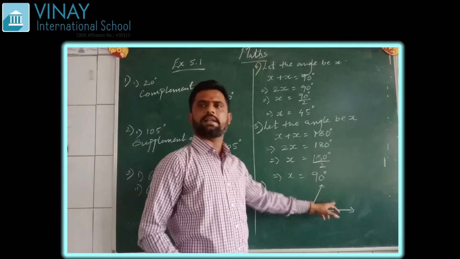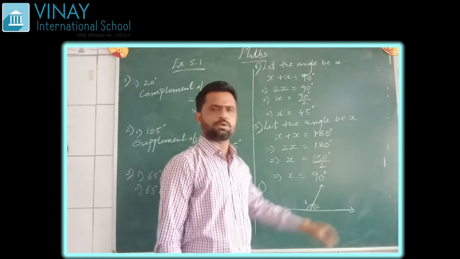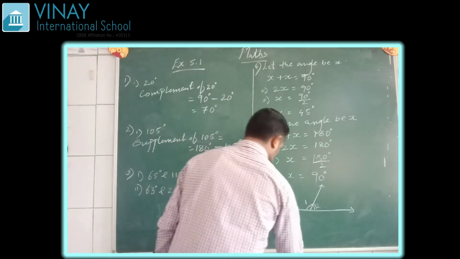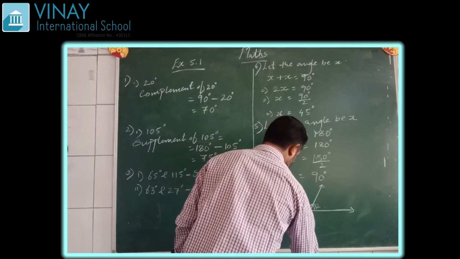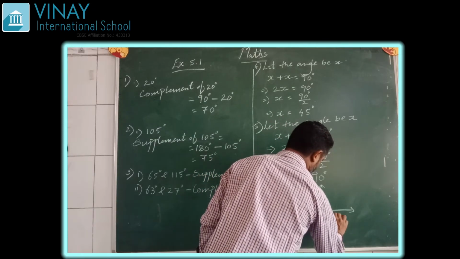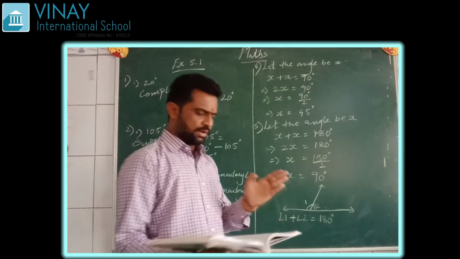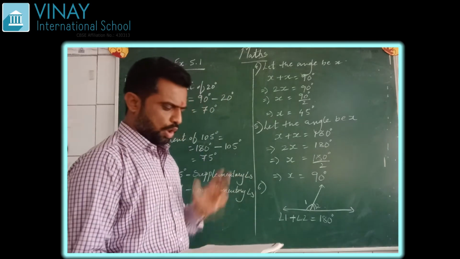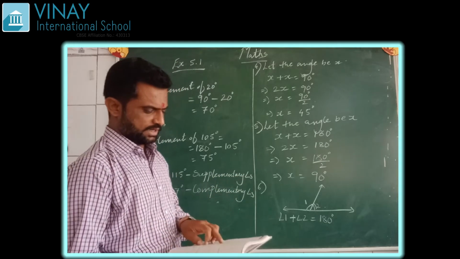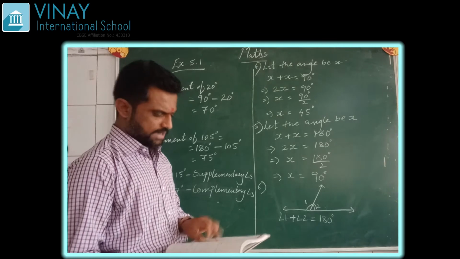Given that they are supplementary angles, it means angle 1 plus angle 2 is equal to 180 degrees. Now we have to see that if angle 1 is decreased, what change would take place in angle 2 so that both angles will remain supplementary.